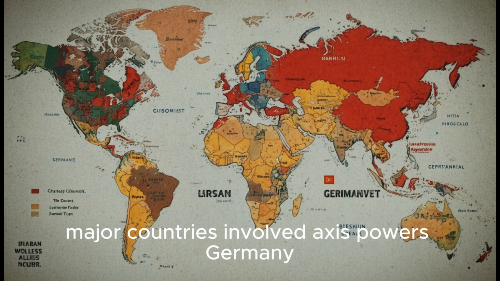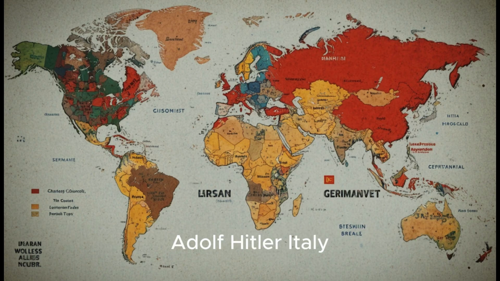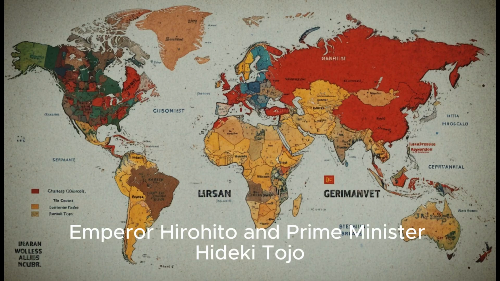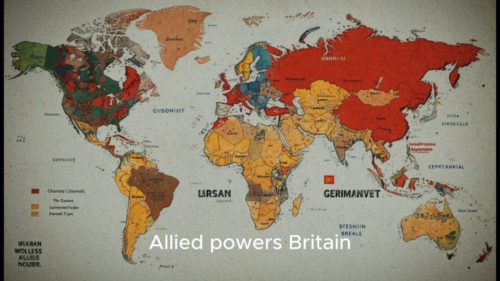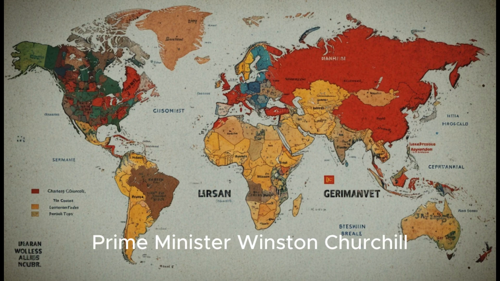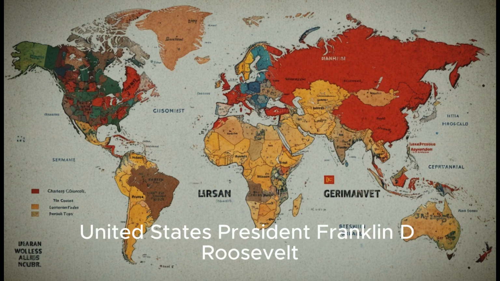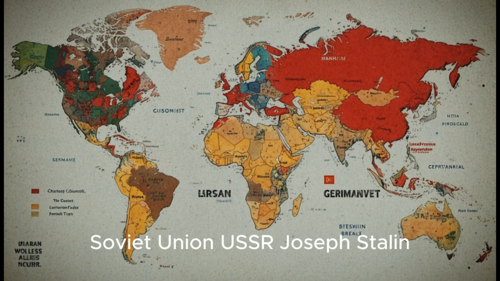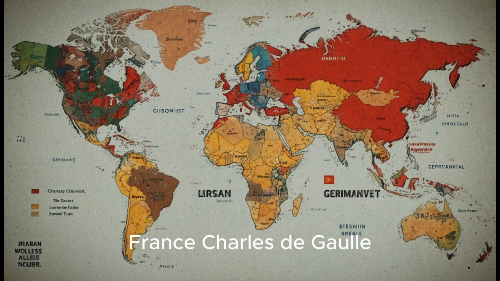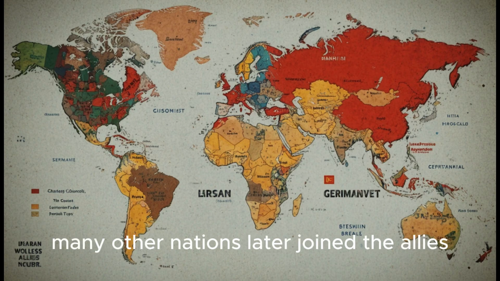Major countries involved: Axis powers: Germany, Adolf Hitler; Italy, Benito Mussolini; Japan, Emperor Hirohito and Prime Minister Hideki Tojo. Allied powers: Britain, Prime Minister Winston Churchill; United States, President Franklin D. Roosevelt; Soviet Union, USSR, Joseph Stalin; France, Charles de Gaulle. Many other nations later joined the Allies.